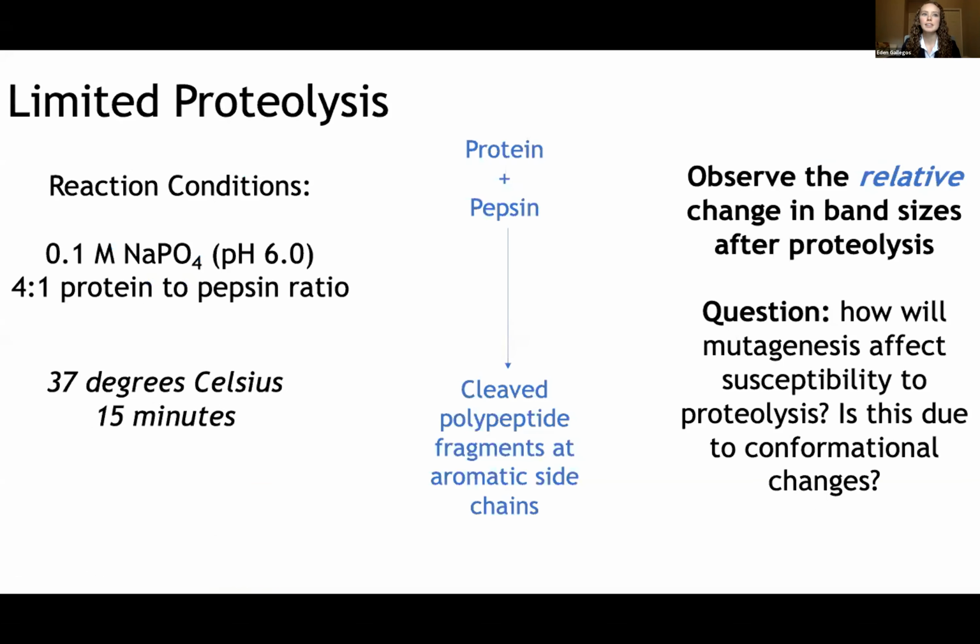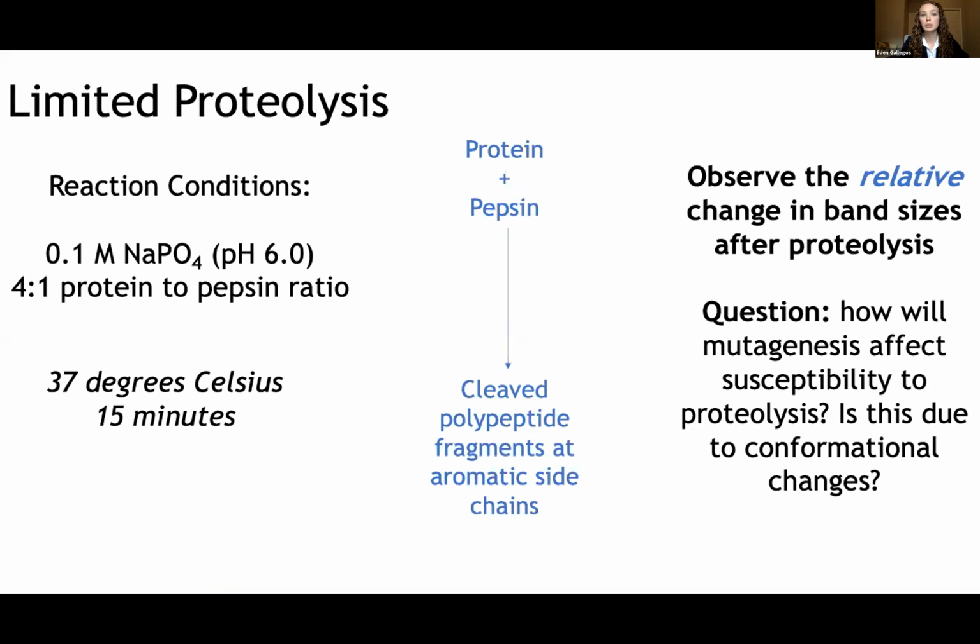Our next global evaluation was limited proteolysis, which is a technique where your protein of interest is incubated with a protease. For us, that was pepsin. Pepsin cleaves at aromatic side chains. And I just want to point out that based on the size of polypeptide fragments produced, we know that we did not remove a protease cleavage site by mutagenesis.